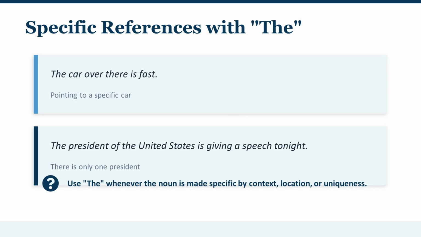We also use the when we are talking about something specific in a particular context. For example, the car over there is fast. Here, we are pointing to a specific car, so both the speaker and the listener can see which car is being discussed. Another example, the President of the United States is giving a speech tonight. There is only one President of the United States at a time, so it is already clear and specific. So use the whenever the noun is made specific, either by the situation, the context, or because there is only one of something.